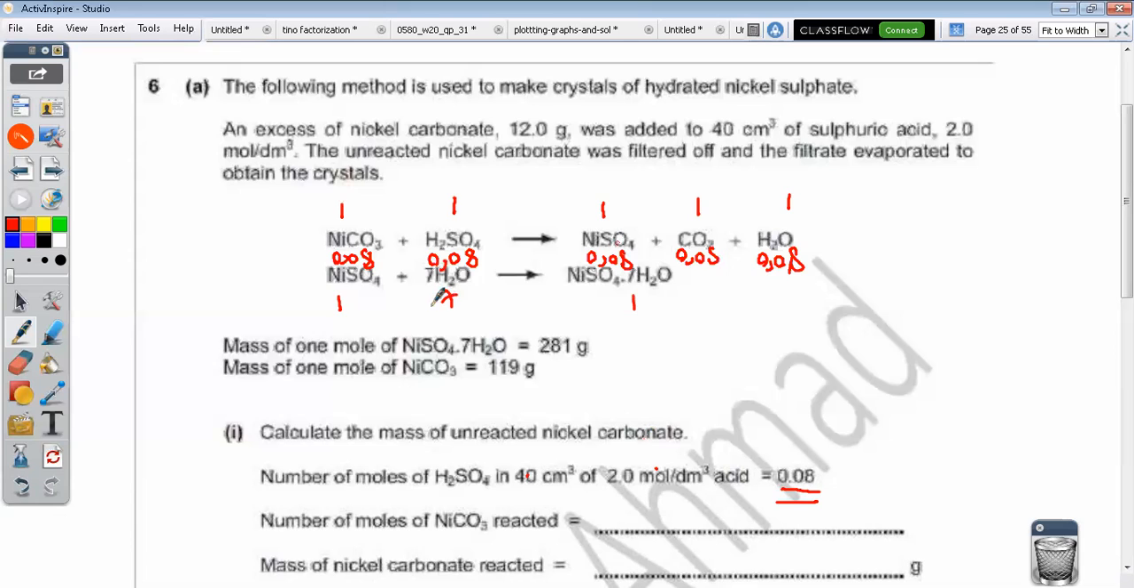Then this nickel here is 0.08. So this will be 0.08 times 7, because it's 7:1 here. But for this one, it's as good as 0.08, because it's 1:1 with this. That's all. But I'm saying, now the number of moles of the carbonate, without any calculations, is 0.08, because it's 1:1 with the sulfuric acid. Clear?